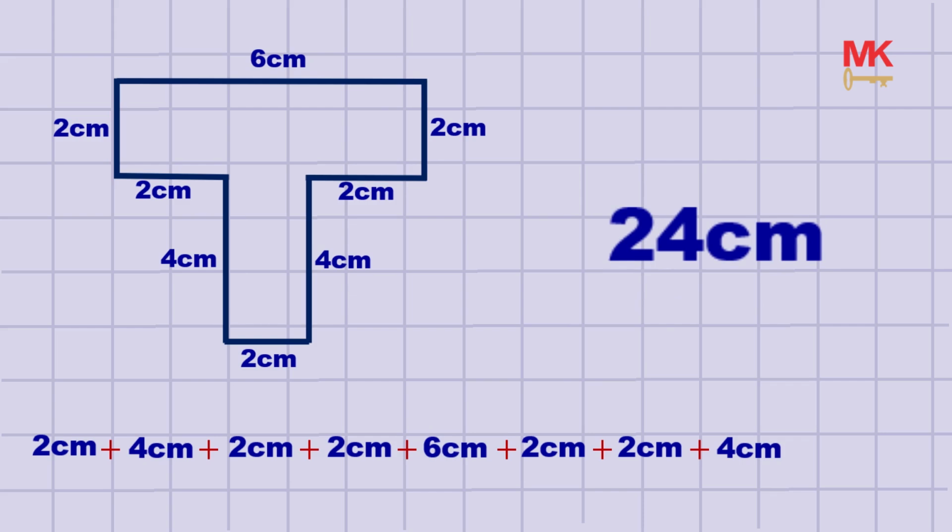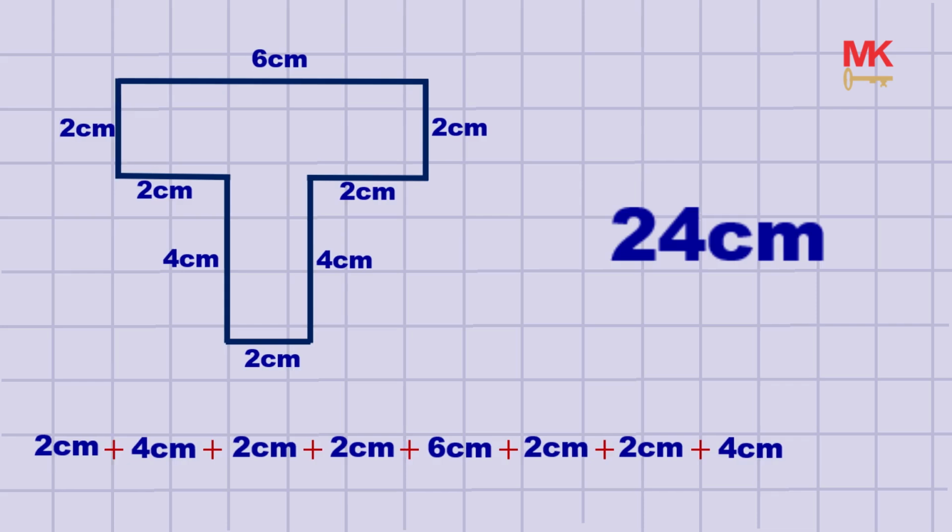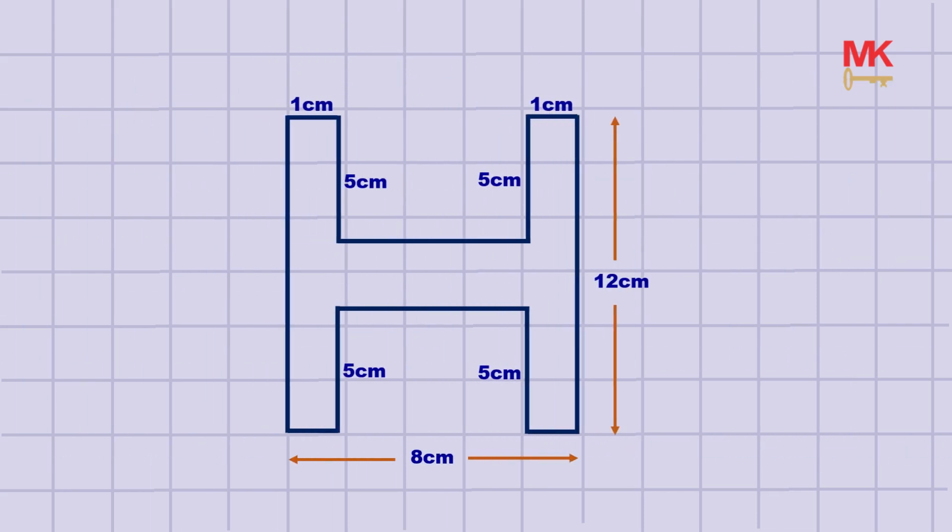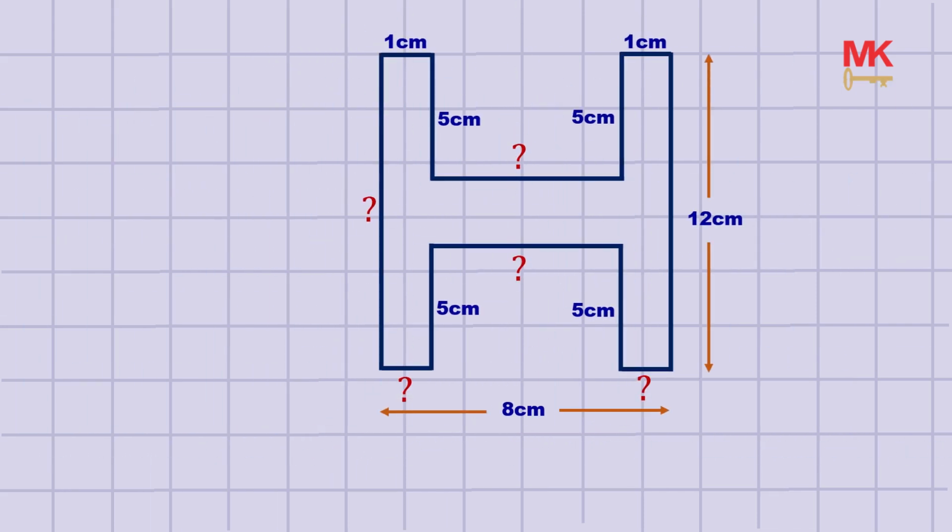Let us now apply the same steps to find the perimeter of this initial figure. There are 5 missing sides and we need to obtain each side. The height at the left-hand side is obviously 12 centimeters by considering the height of the opposite rectangle. Looking at this rectangle, the bottom is 1 centimeter since the top is 1 centimeter. And the same applies to the opposite rectangle. The bottom is also 1 centimeter.